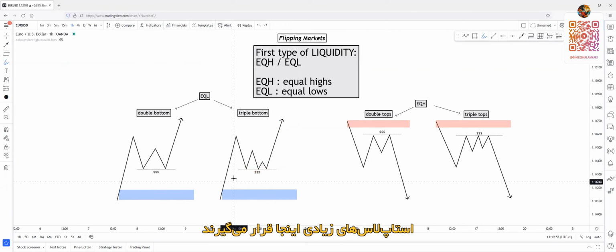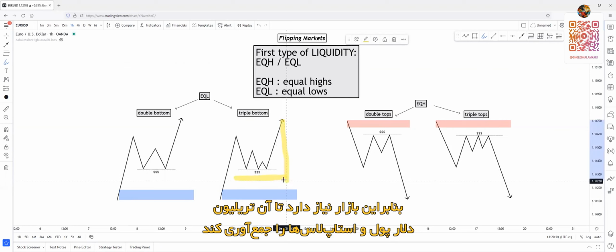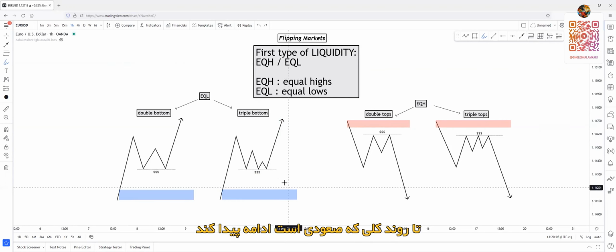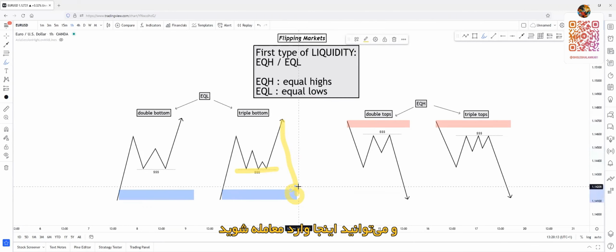A lot of stop losses were placed in here, trillions and trillions of dollars sitting on this line. So the market will need to sweep all of those trillions and trillions of dollars in stop losses in order to continue the overall trend, which is bullish in this case. So after the liquidity sweep, price will tap into this zone. And after the sweep and the tap, you can easily hop in a trade.